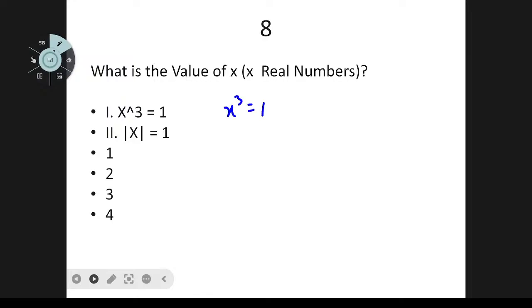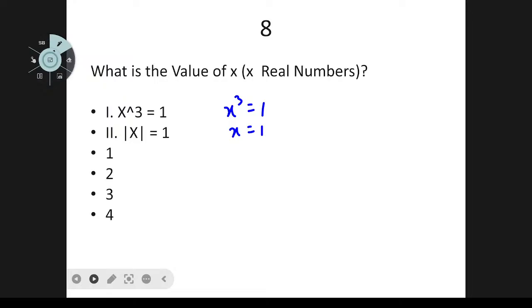How can x cube be equal to 1? The only condition is x is equal to 1. Correct? Otherwise, x cube cannot be equal to 1. Only for x equal to 1, x cube is equal to 1.